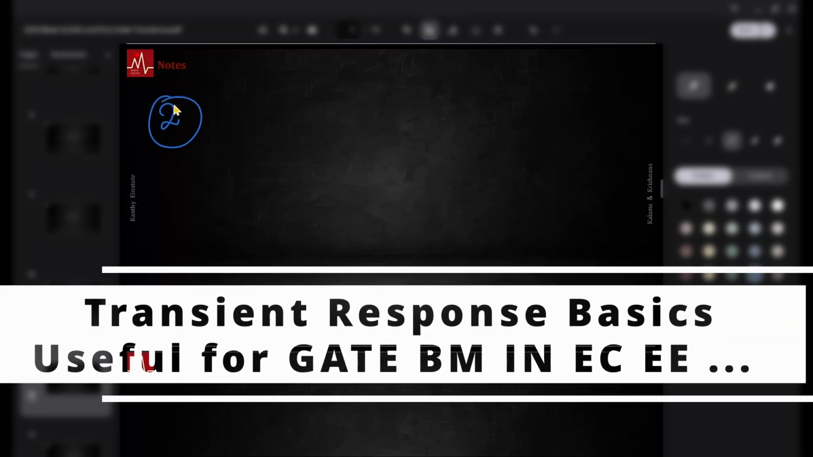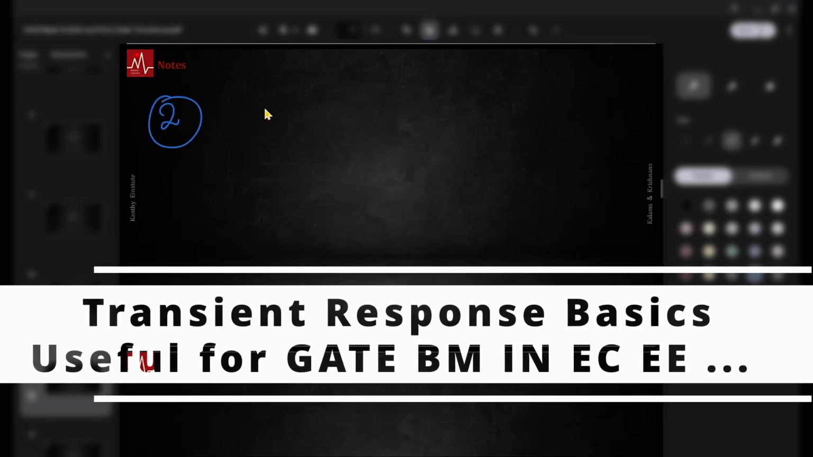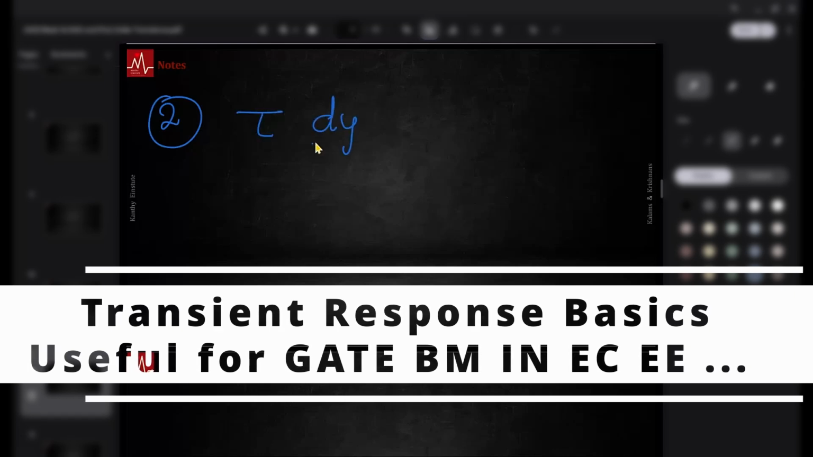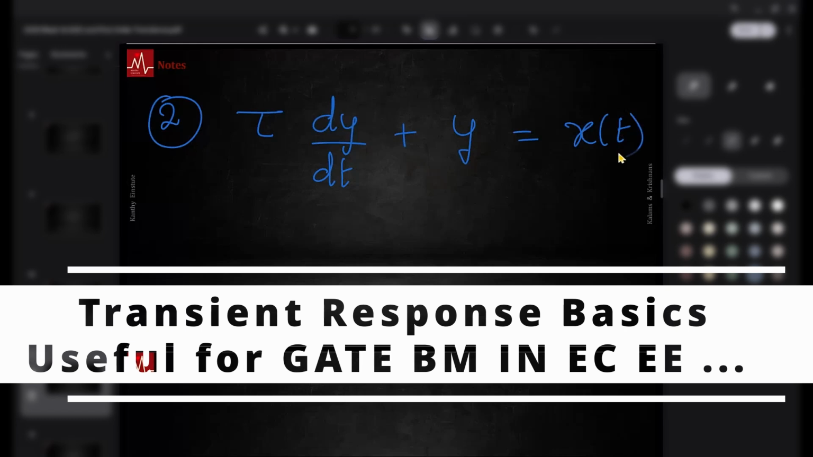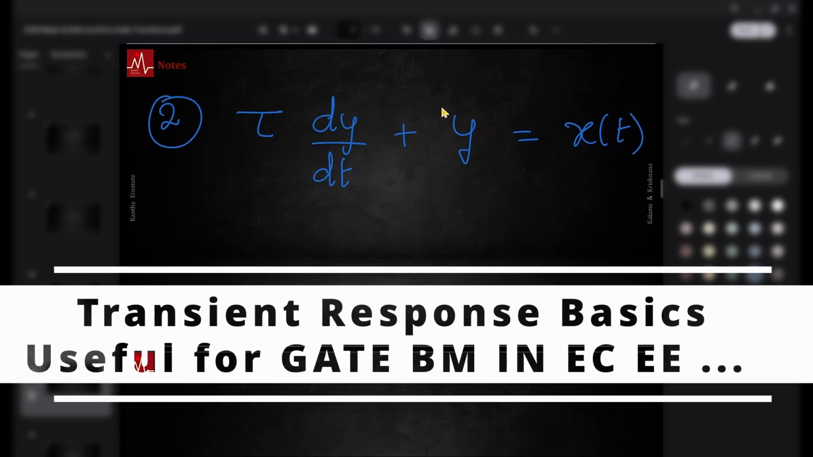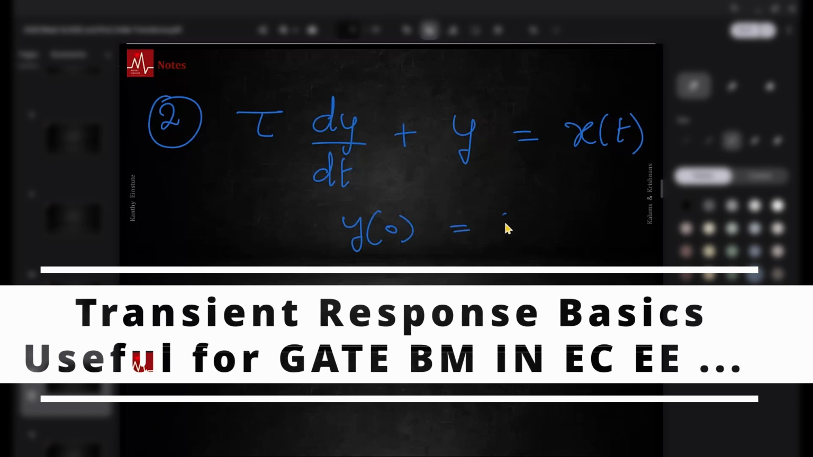Let's take this differential equation: dy/dt + y = x(t). Typically you need to give some initial condition, else you cannot solve for transients at all. If you don't know where it starts, you cannot solve. Your y(0), let's say, is y0.